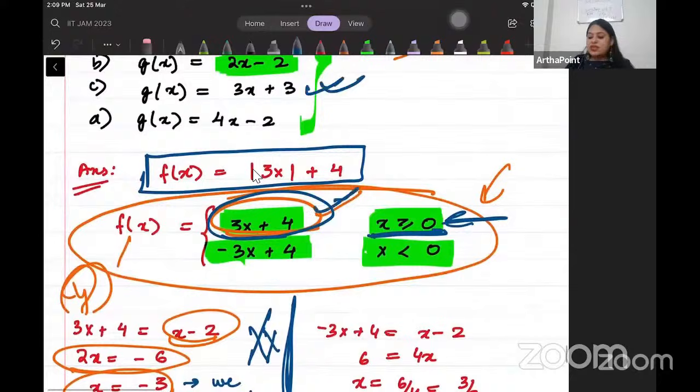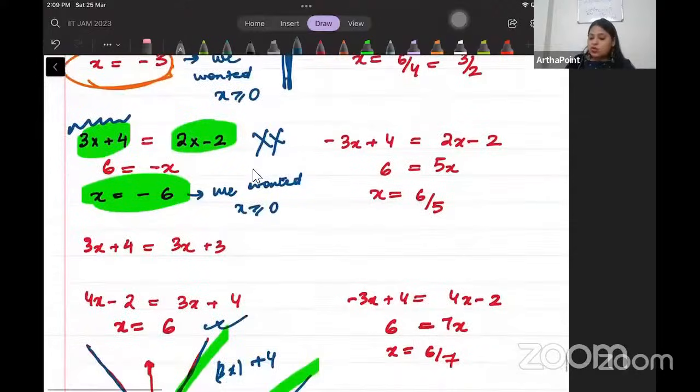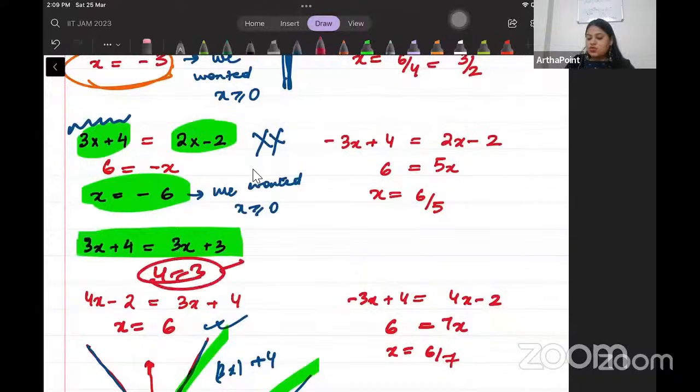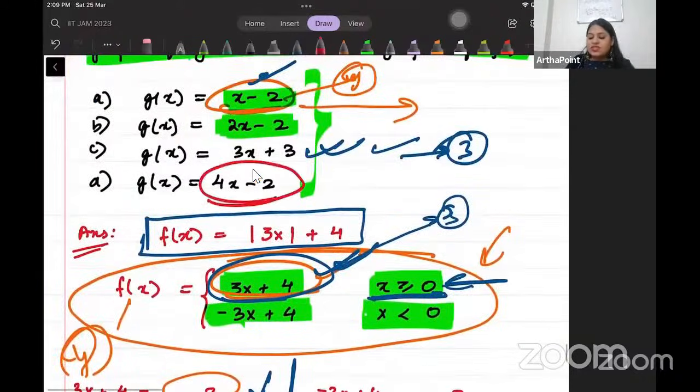Then I check for the third one. 3x plus 3 and 3x plus 4. You don't even have to check. These have the same slope. This one has slope 3, and this one also has slope 3. The coefficient, right? So they have to be parallel lines. They cannot intersect. So this is also not possible. You can also check here. If I equate 3x plus 4 to 3x plus 3, I get 4 equal to 3, which is not possible. This is incorrect.